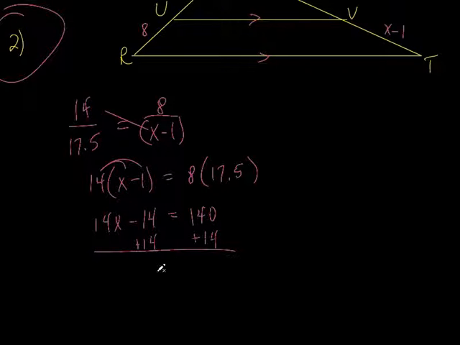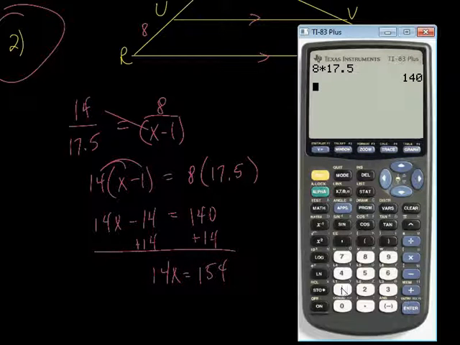Add 14 to both sides. So 14x equals what? 154. That probably goes evenly, doesn't it? 154 divided by 14. Oh, it's 11. I should have known that.